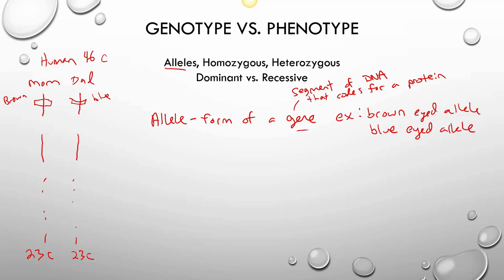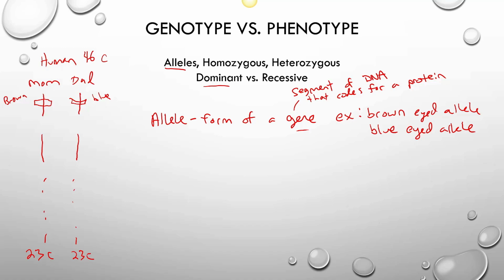And actually, having brown eyes is a dominant trait. A dominant trait is a trait that will mask the effects of a recessive trait or a recessive allele. So a dominant trait will hide a recessive trait, or the dominant allele will hide the recessive allele. So in the case of eye color here, we know that brown is dominant.